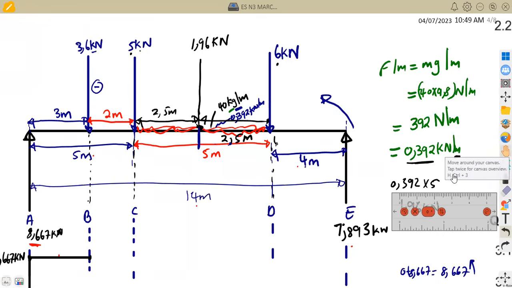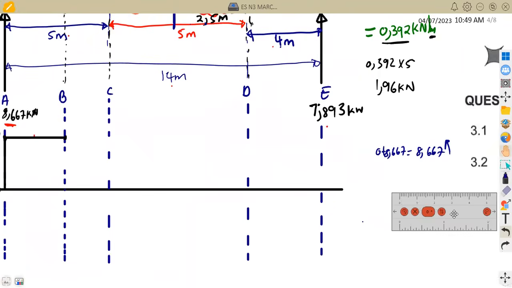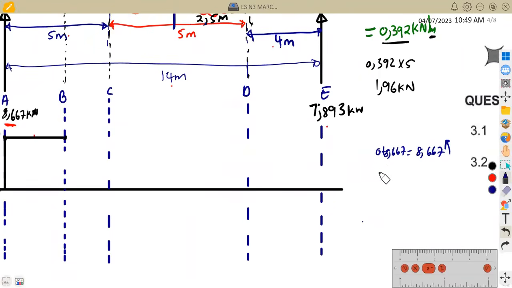So this is where we were, guys. We were at 8.667. So we subtract 8.667 minus 3.6, which is a point load. We are going to obtain 5.067. So a point load, it goes down straight to that point.